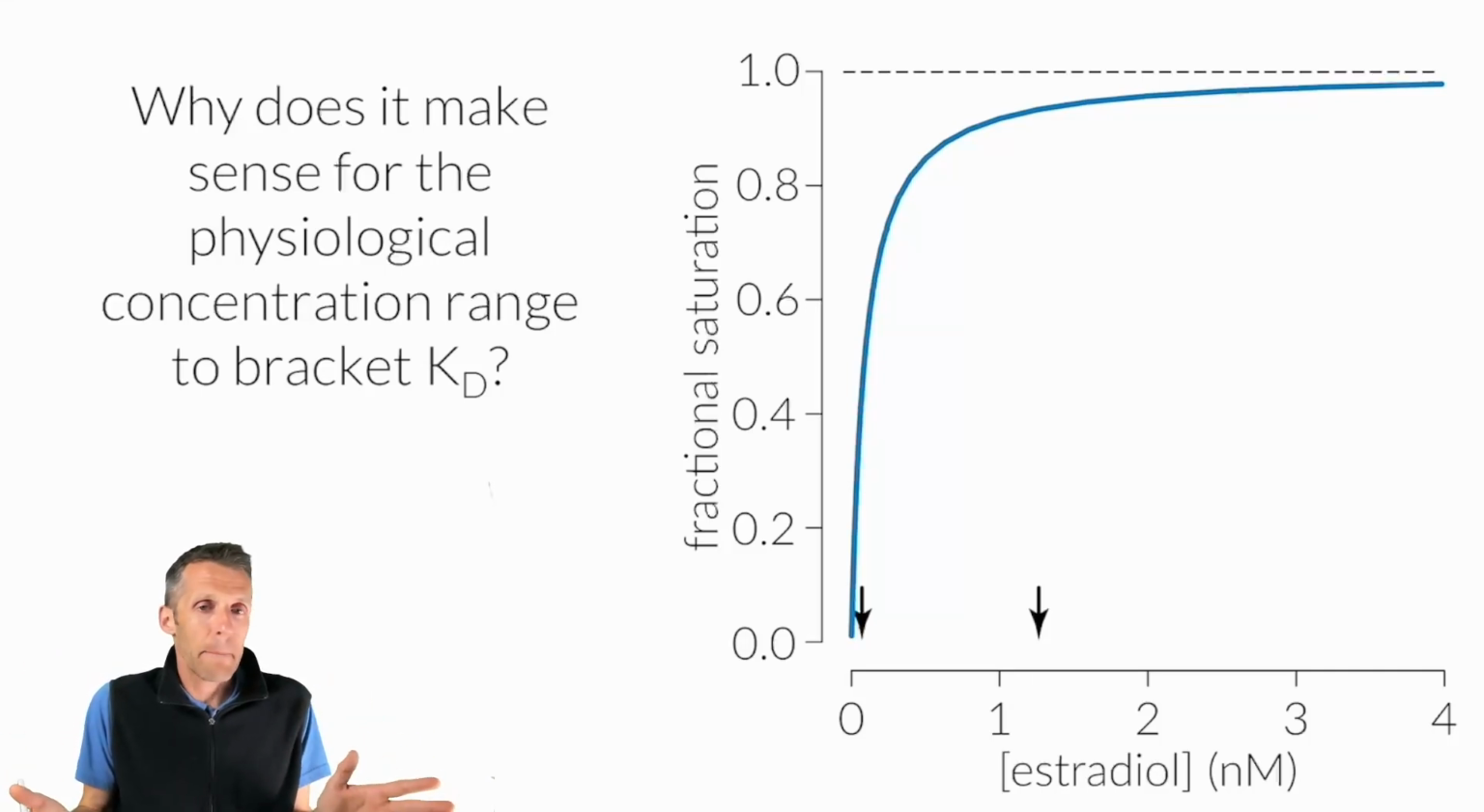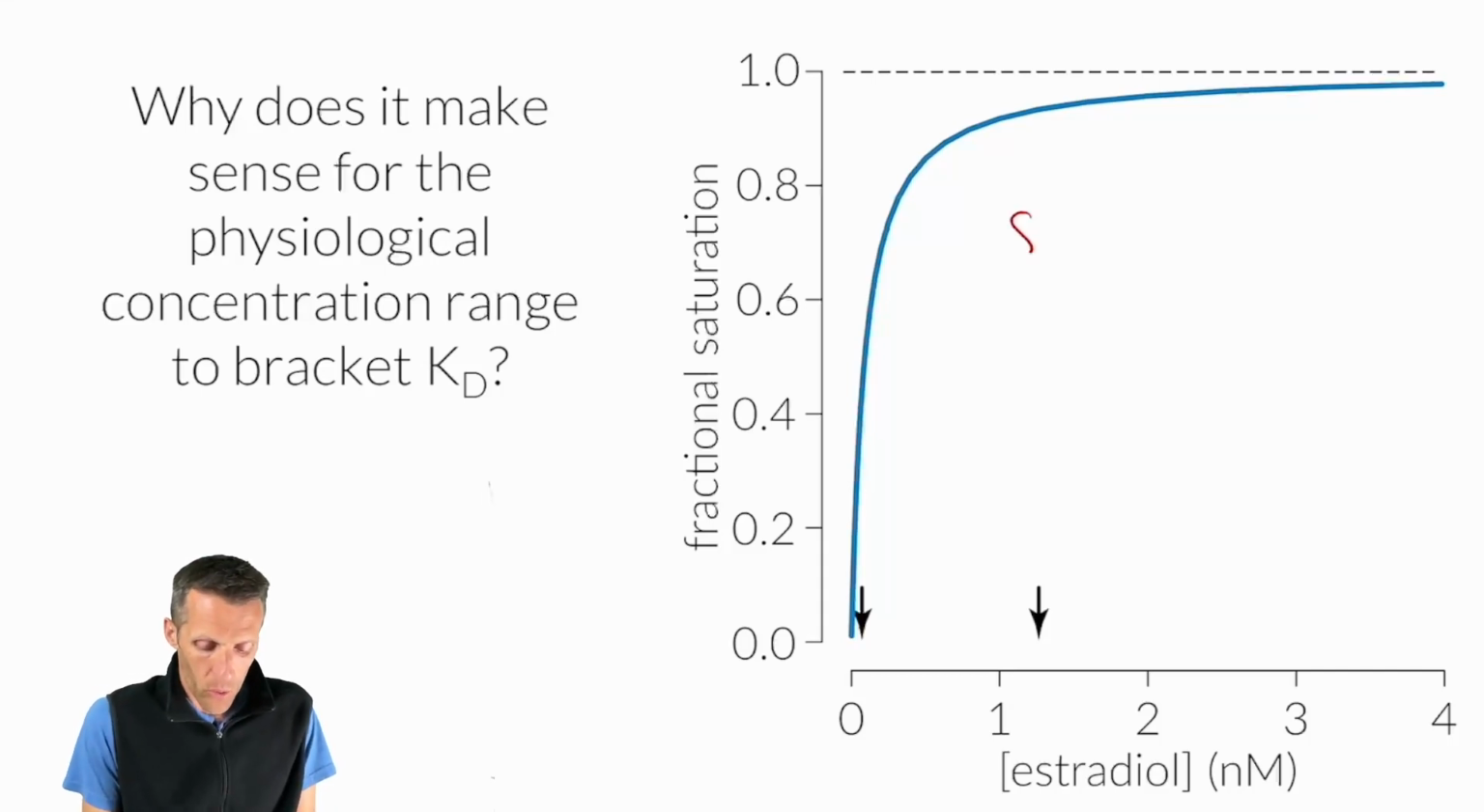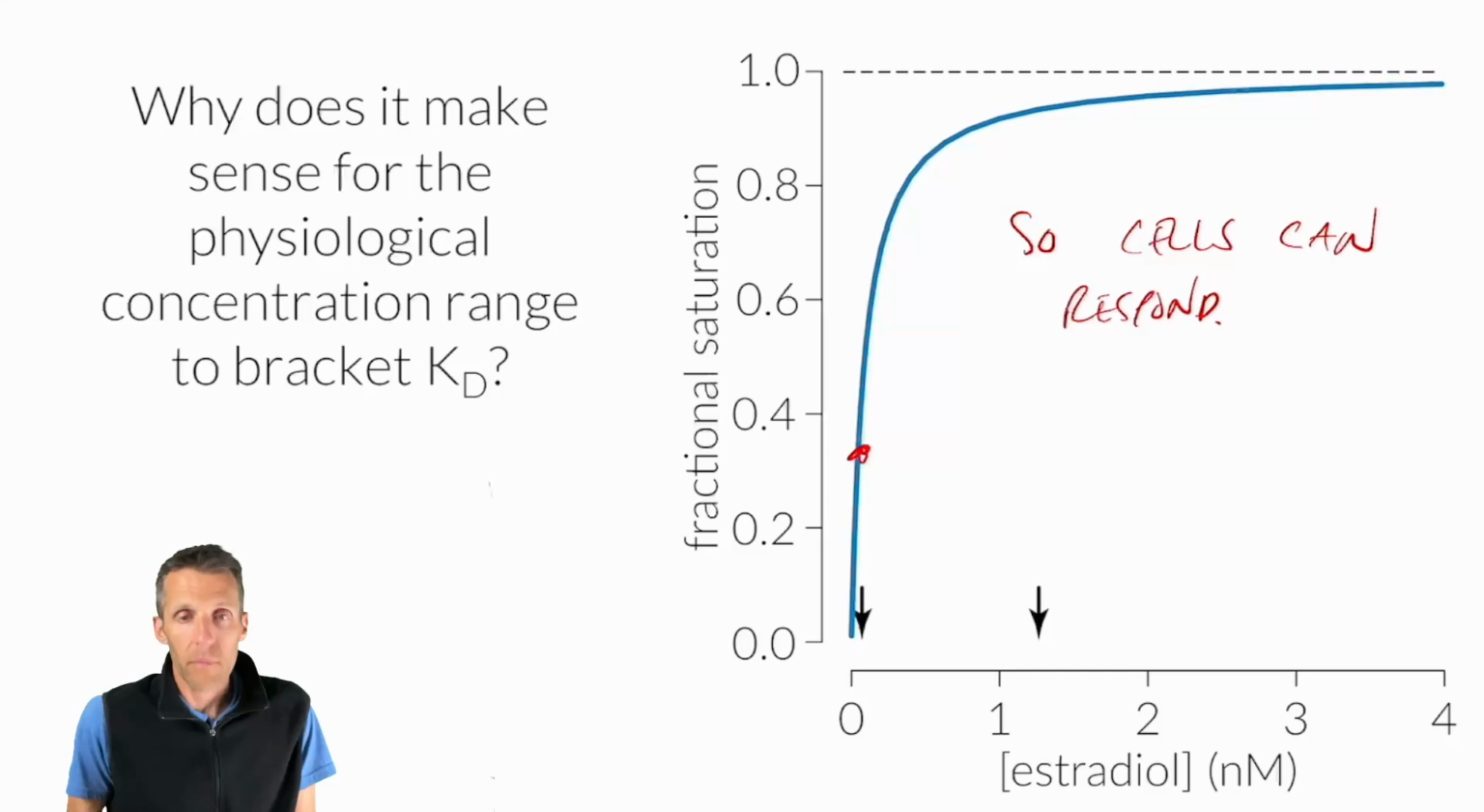Pause, think about that. Unpause. Why does it make sense? It makes sense so cells can respond, right? This allows the cell to go from, oh, at low estradiol concentrations I'm not bound, to at high concentrations of estradiol I am bound. And in this whole middle region, the cell is basically measuring the concentration of estradiol in the blood based on this curve here.